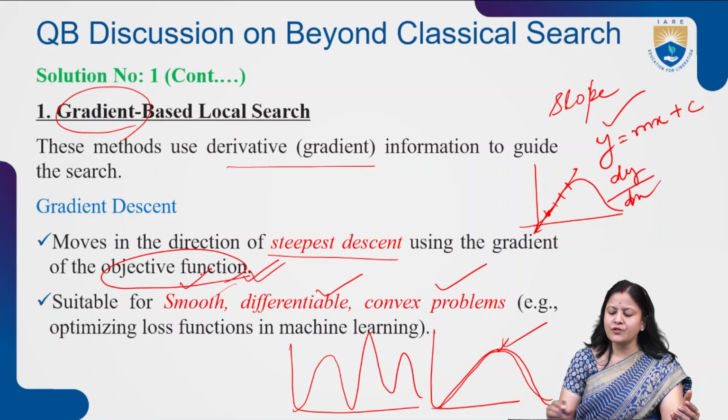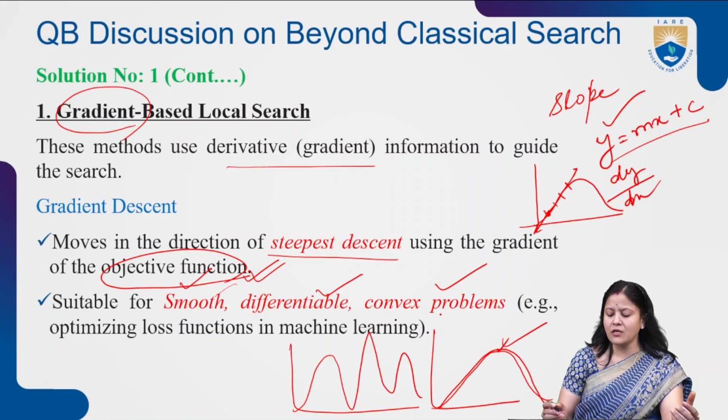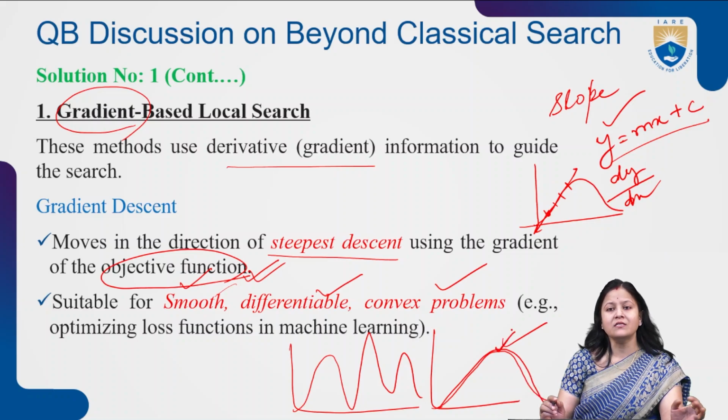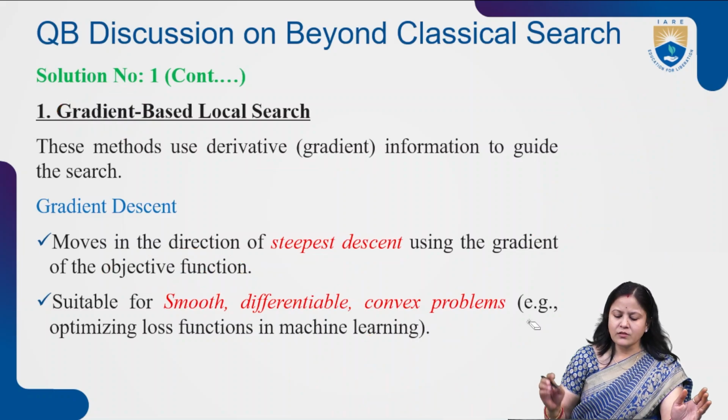If the objective function is differentiable, like y is equal to mx plus c, we can find the differentiation of this equation using dy by dx. Already we know. And the convex problem means it is having only one optimal solution. In that case, we can say this type of continuous space, where we can find the optimal solution, can be handled using the gradient based technique. So this is one method.